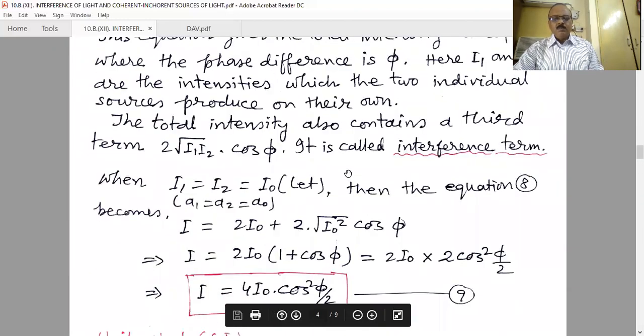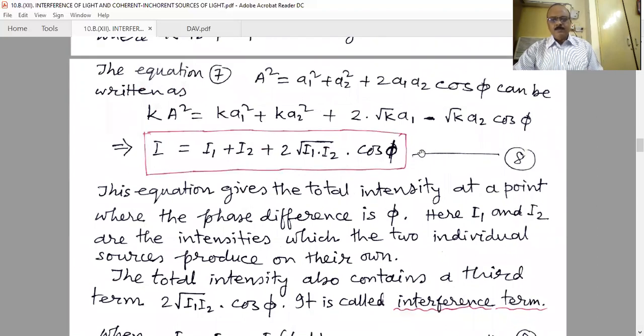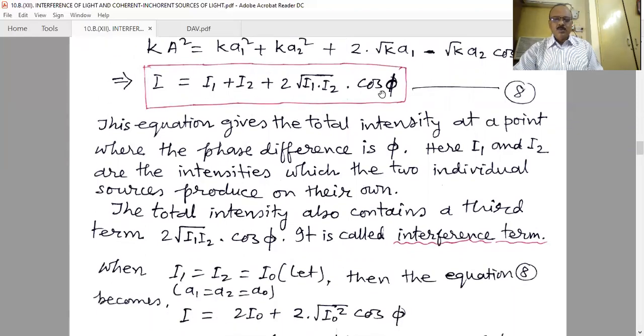Now, we have the expression for the resultant intensity after the interference. When interference takes place at different places, this expression is equally valid for constructive interference and destructive interference. And what are the different conditions that can now be obtained with the help of this equation?